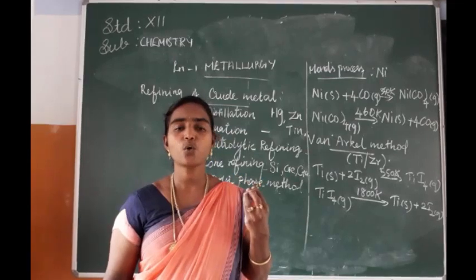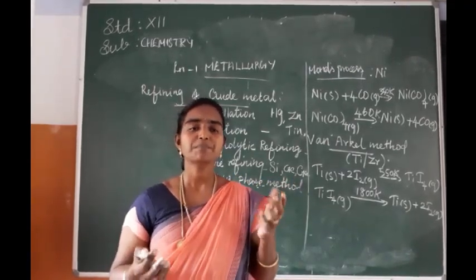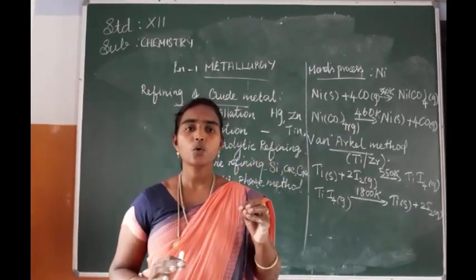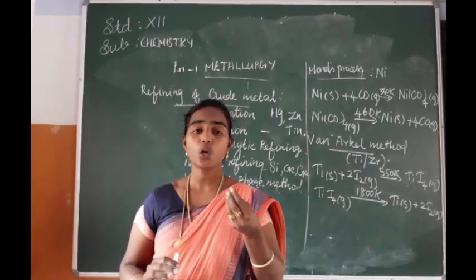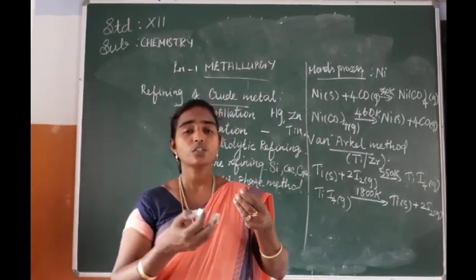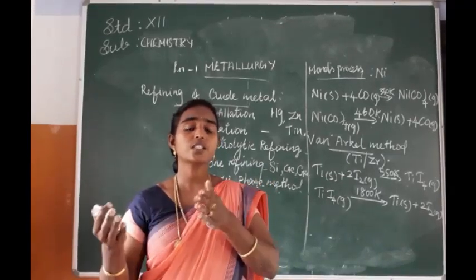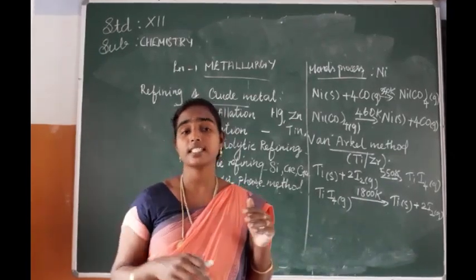So we know that gold is an expensive metal. So it is used in jewelry. And even gold nanoparticles are used in advanced solar cells. Okay, so gold nanoparticles, apart from jewelry, are used even in solar cells also. It is also used as a catalyst.